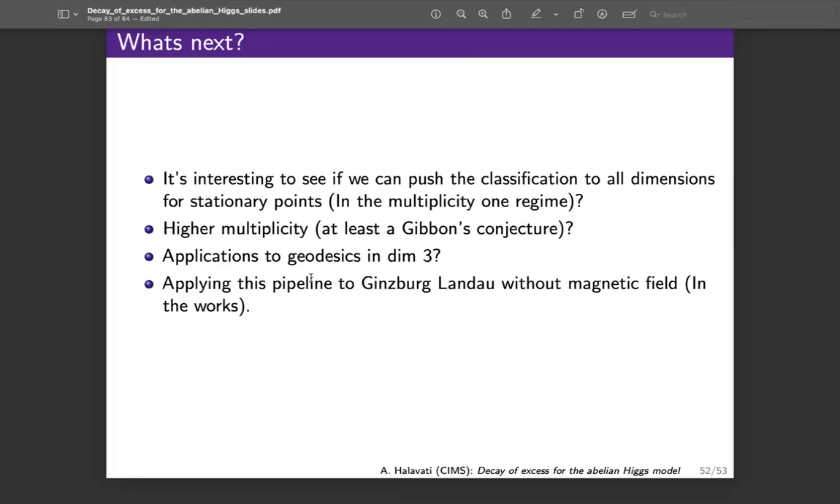And applying this pipeline to Ginzburg-Landau without magnetic field also seems interesting. We're working on it now, but there are some really serious bottlenecks that we have to pass. One of the main difficulties is that stability for Ginzburg-Landau in 2 dimensions is really not easy, and I don't think it's known in general. Only with a lot of extra assumptions.